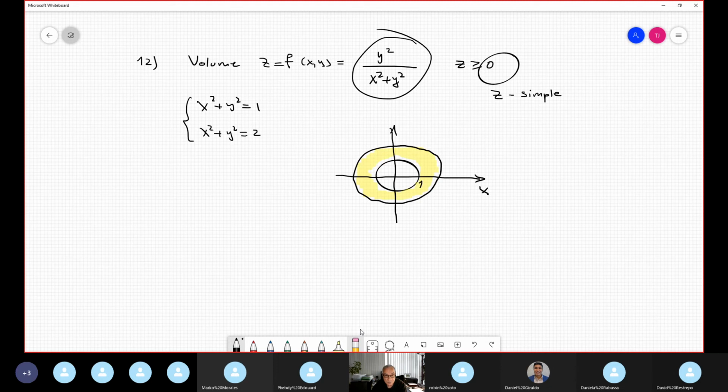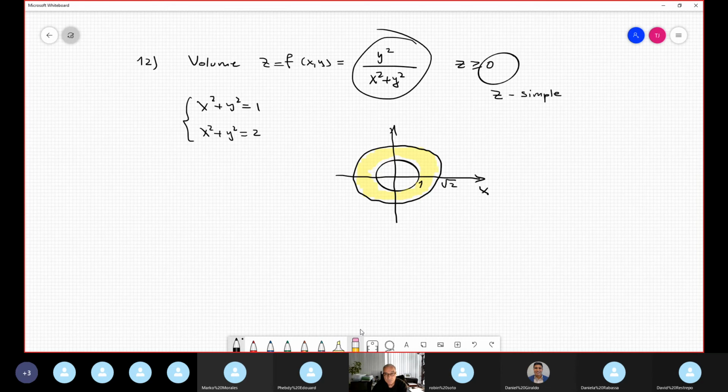This is 1, and this is radical 2, sorry. Radical 2, no? Let me see the beginning. Yeah, radical 2, because the radius is radical 2, not 2. If it is 4, it is 2. Okay, our problem says it is radical 2. Okay, super.